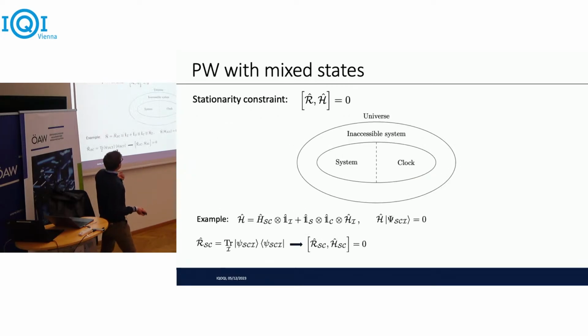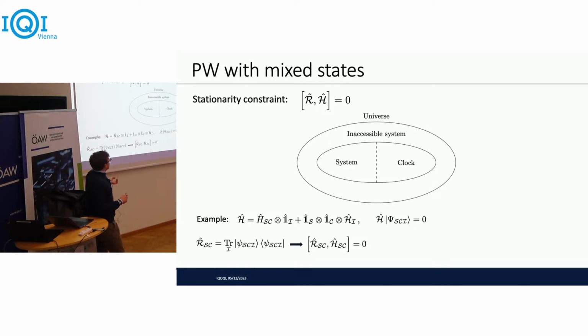Can we relax the assumptions even more? Can we consider mixed states of a universe instead of pure states of a universe? I'm going to show you that yes, you can do that. In general, now we write the stationarity constraint in this way. Here R is the state of a universe, and it commutes with the Hamiltonian of the universe. So in this way, it's stationary.